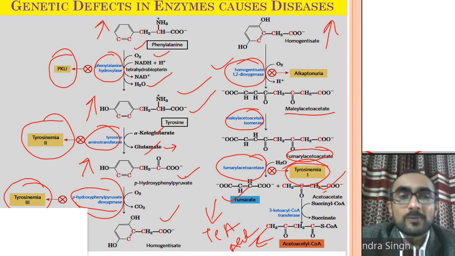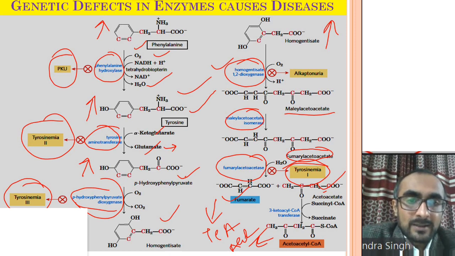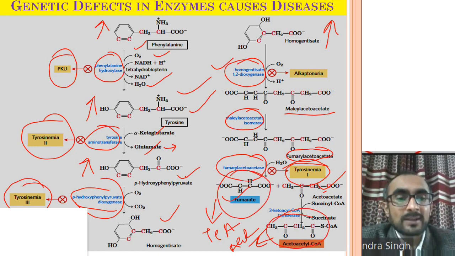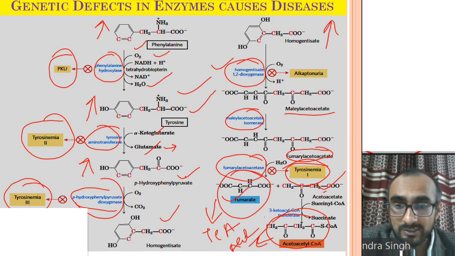So that's how phenylalanine and tyrosine both are ketogenic as well as glucogenic amino acids, because fumarate is glucogenic and acetyl coenzyme A or acetoacetate is ketogenic in nature.